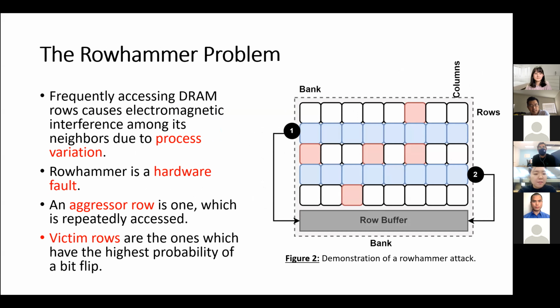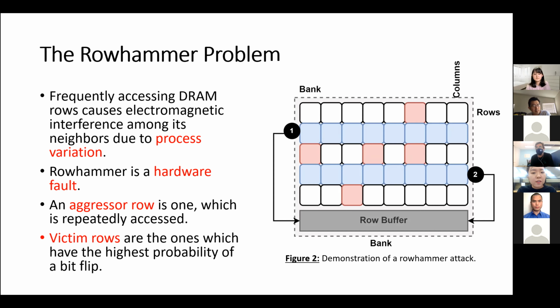Frequently accessing a particular DRAM row causes its adjacent rows' bits to flip. This problem is known as the DRAM row hammer problem. It is caused by electromagnetic interference between the DRAM cells, which is the result of large-scale integration in state-of-the-art semiconductor design. These bit flips cannot be corrected by the DRAM error correcting codes, which makes it a critical problem.